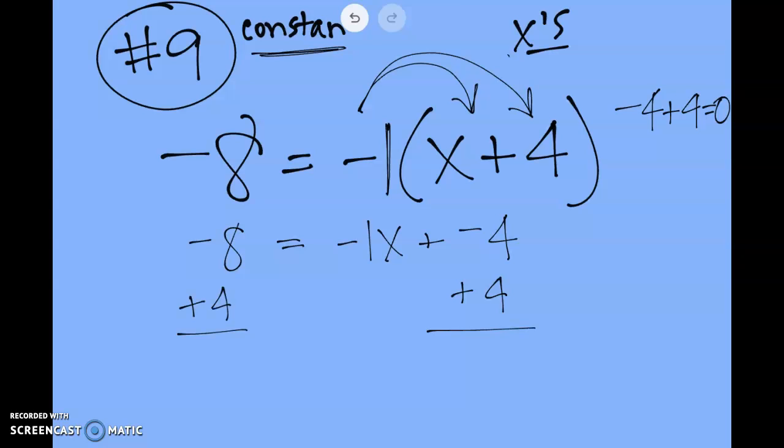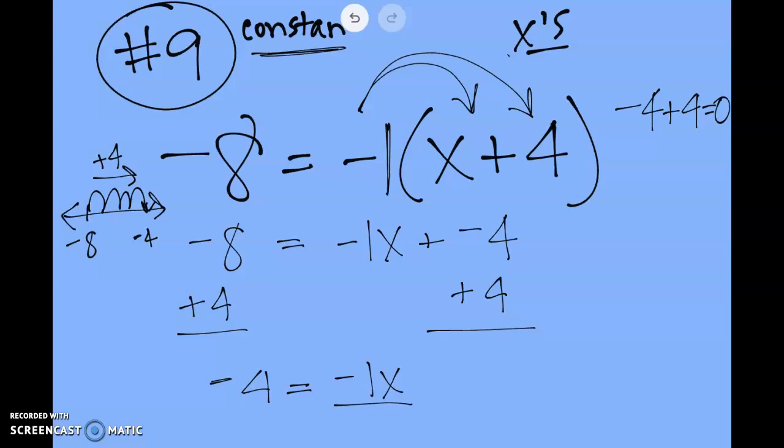I have negative 8 plus 4. If I'm looking at a number line at negative 8, I move 4 spaces to the right to add 4, and that lands me at the space negative 4. So negative 4 is equal to negative 1x. Well, I still don't have x all by itself because it's got this negative 1 in front of it. So we need to divide both sides by negative 1. Remember, we're looking at inverse operations.